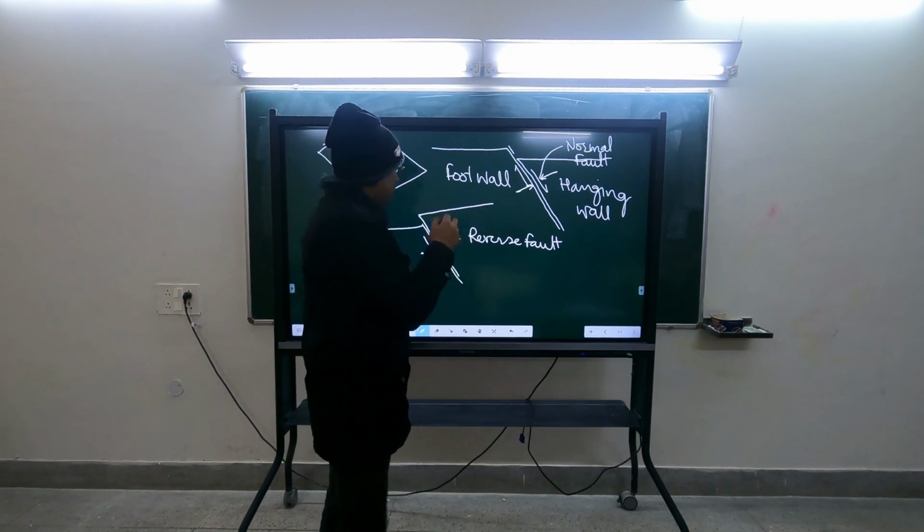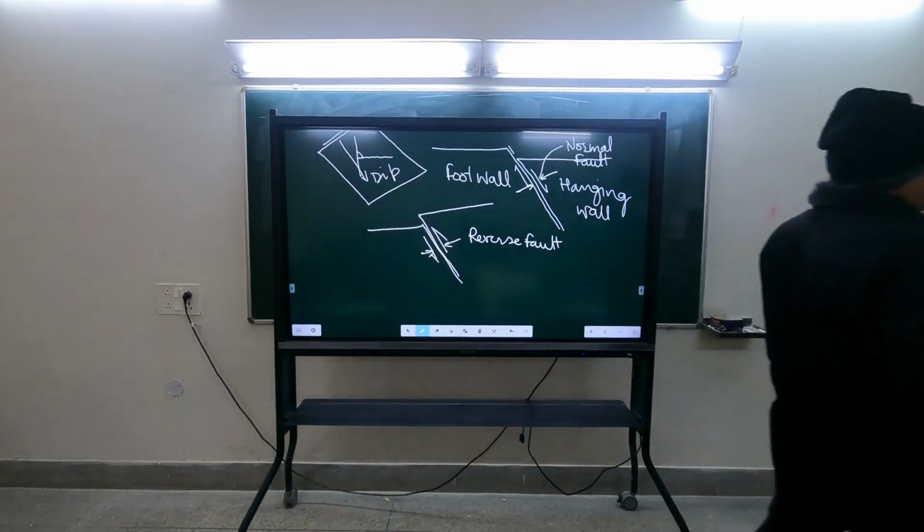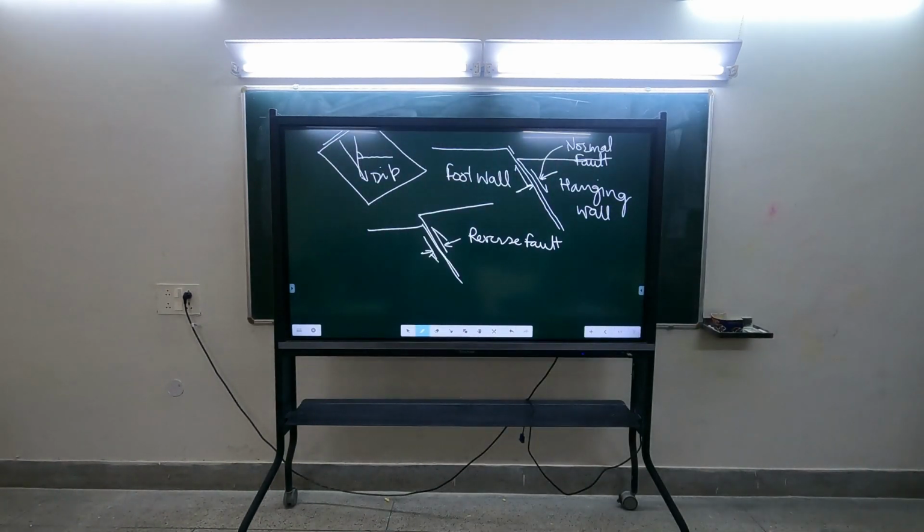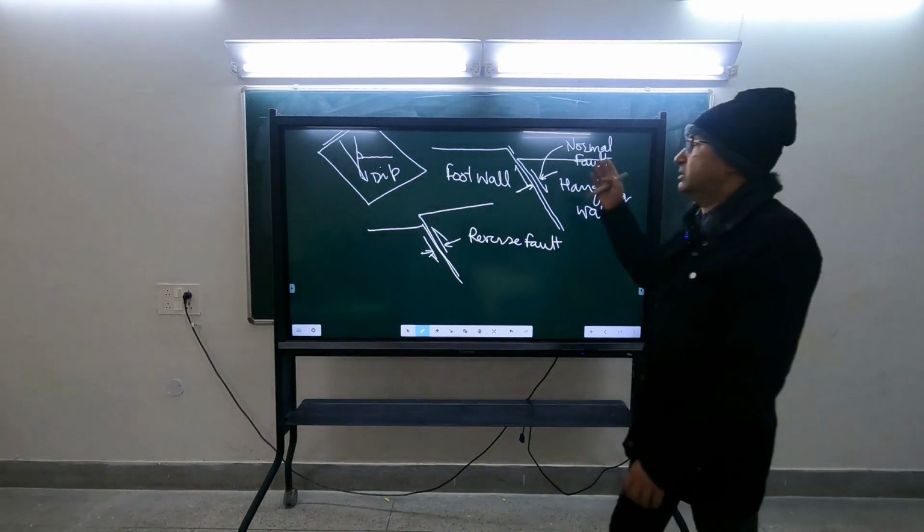Now out of the two faults, which one do you think will occur at larger shear stress, normal or reverse? Which will require larger stress to occur? And whichever occurs at larger stress will be able to release more energy. More energy means higher intensity of earthquake. So which one can cause larger magnitude earthquakes? Reverse?